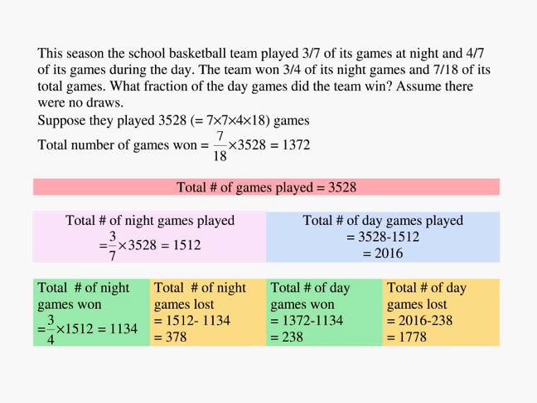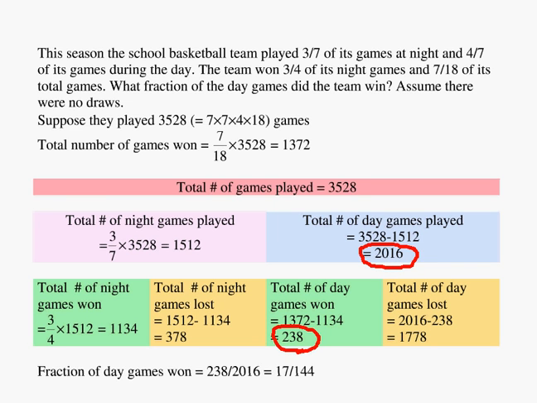So what are we really looking for? We want to know what part of the day games were won. Well, they played this many day games and they won this many day games. So my answer should be 238 divided by 2,016. So I take 238 divided by 2,016. I reduce it. I get 17 over 144. So this is the fraction of the day games the team won. And that's my solution.